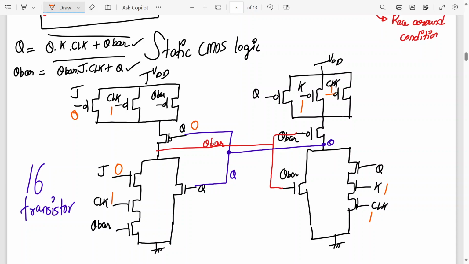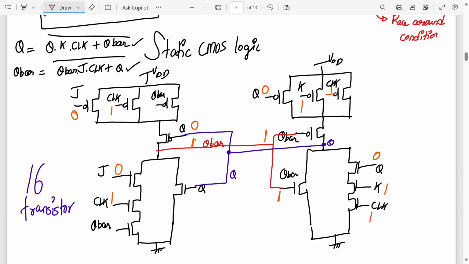So Q is 0 means this will be on and J is 0. So the output Q bar will be 1. Q bar is 1, it will go over here, this becomes 0, this becomes 0, Q bar becomes 1. Is this condition satisfied? Then Q will become 0 if Q bar is 1, right? Yes, sir. Okay, so this condition is getting satisfied.